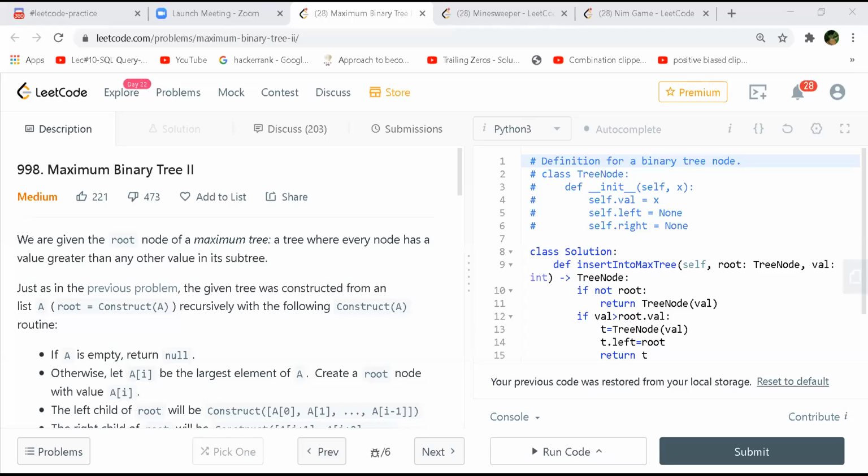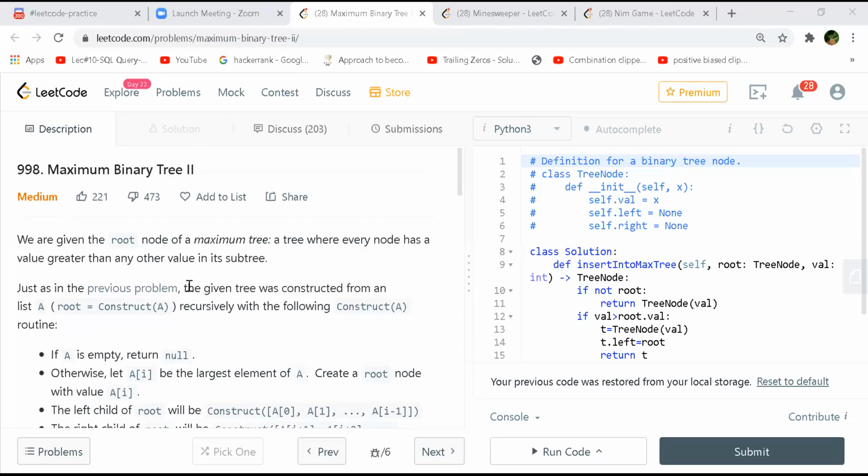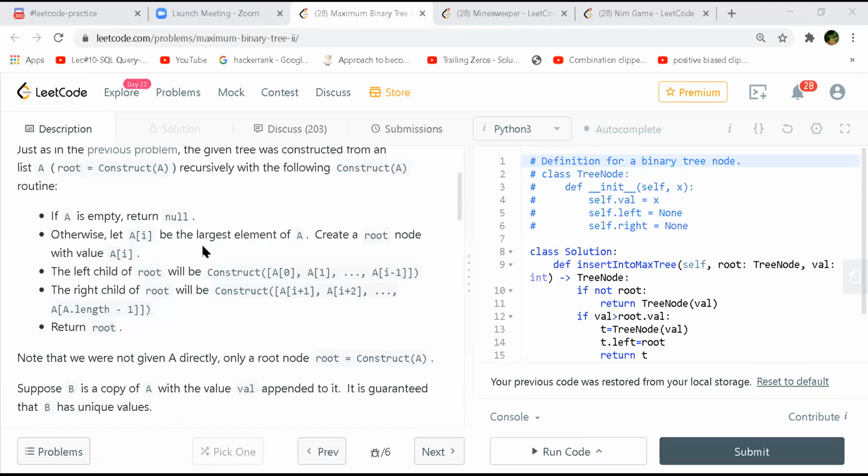Yeah. So our first problem is Maximum Binary Tree II, and here we are given the root node of a maximum tree, a tree where every node has a value greater than any other value in its subtree. He's comparing with the previous problem. The given tree was constructed from a constructor, recursively following the construct routine. So these are the rules.